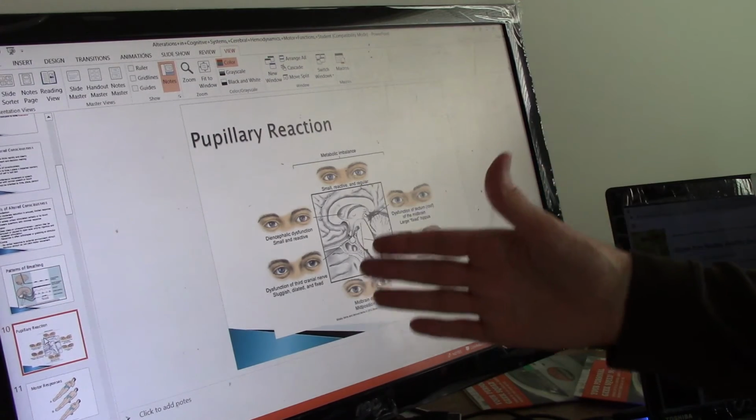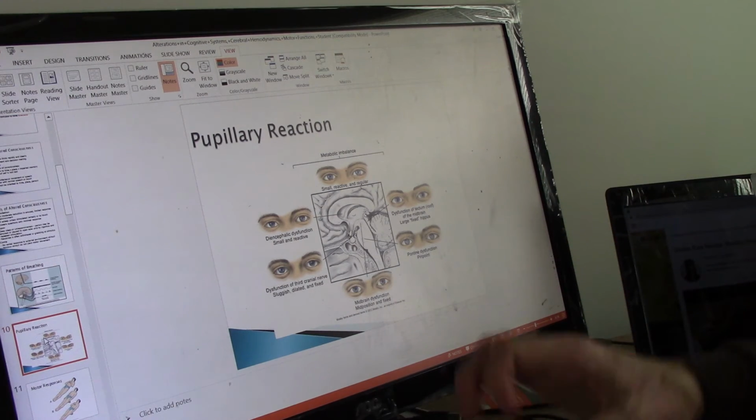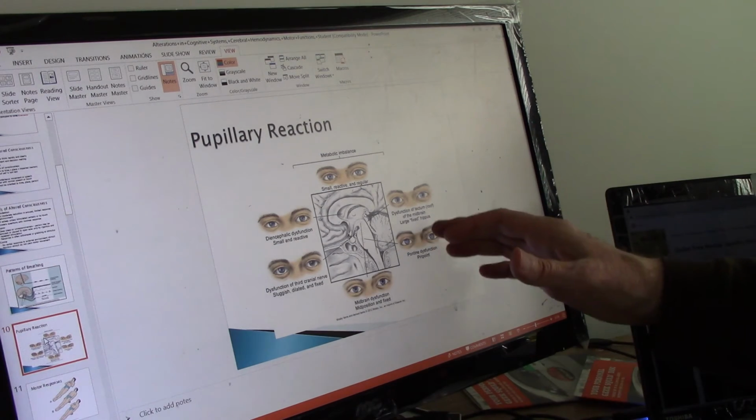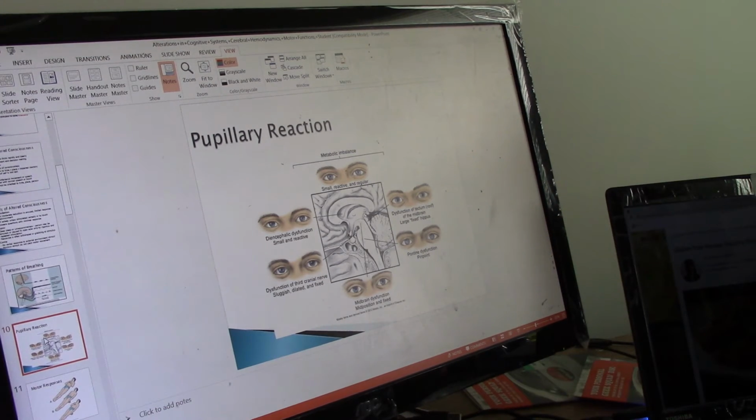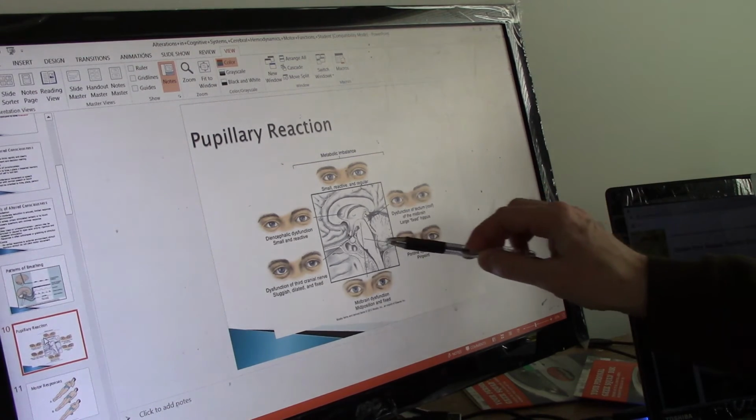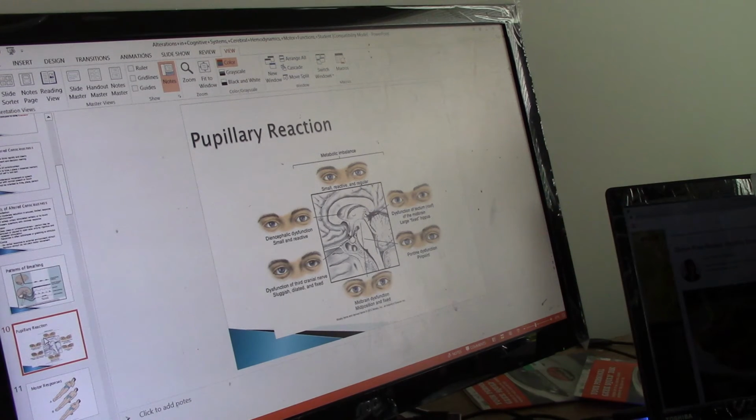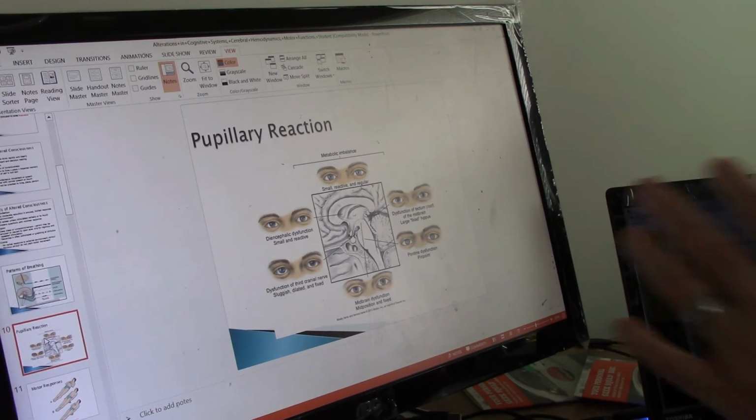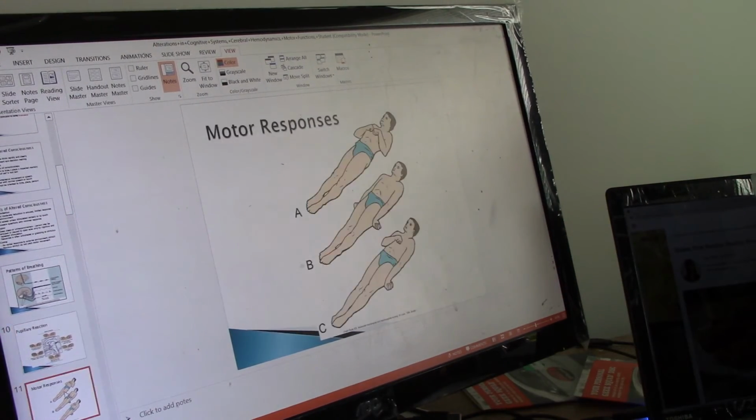Pupillary reactions, you can read about this, where the pupils will become fixed, small, large, and other derangements of the pupils. And notice again, that's being driven by injuries to different parts of the brain. So this can give us a clue as to what part of the brain is injured based on how the pupils are responding.